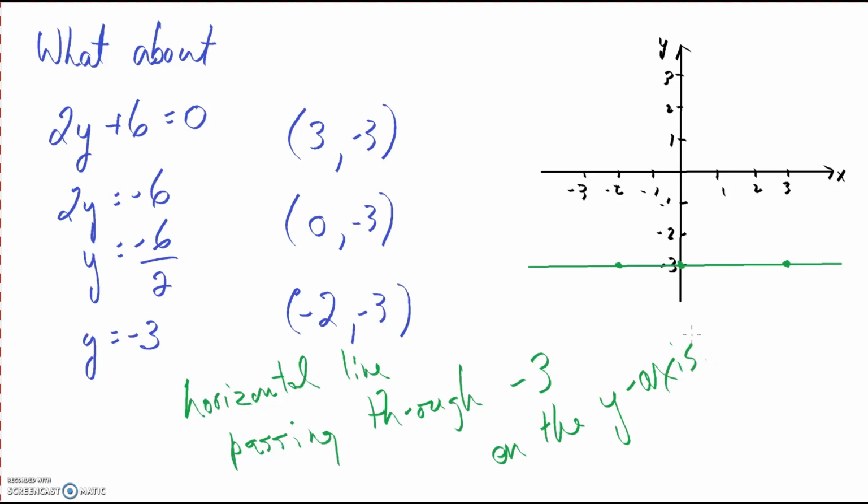Okay, so those are two special cases I wanted you to have a look at, what to do and how to graph a linear equation with x as the only unknown and y as the only unknown. So linear equations with x as the only unknown produce vertical lines, and linear equations with y as the only unknown produce horizontal lines.